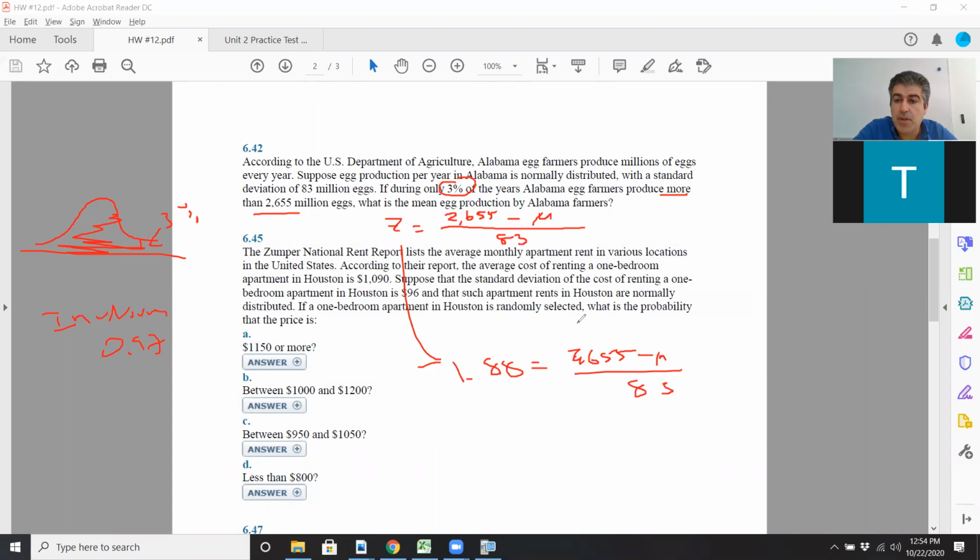Now you're just going to do a little bit of algebra, right? 1.88 times 83 is 156.04, which equals 2655 minus mu. Solve for mu. You get 2499 roughly. So that's on average how many eggs they make per year. That's how you would do that one. It's very similar to 6.38 where you solve for the standard deviation. Here you solve for the mean.